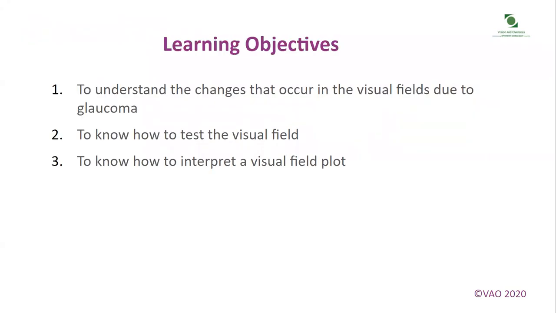The learning objectives in this module are to understand the changes that occur in the visual fields due to glaucoma, to know how to test the visual field, and to know how to interpret a visual field plot.